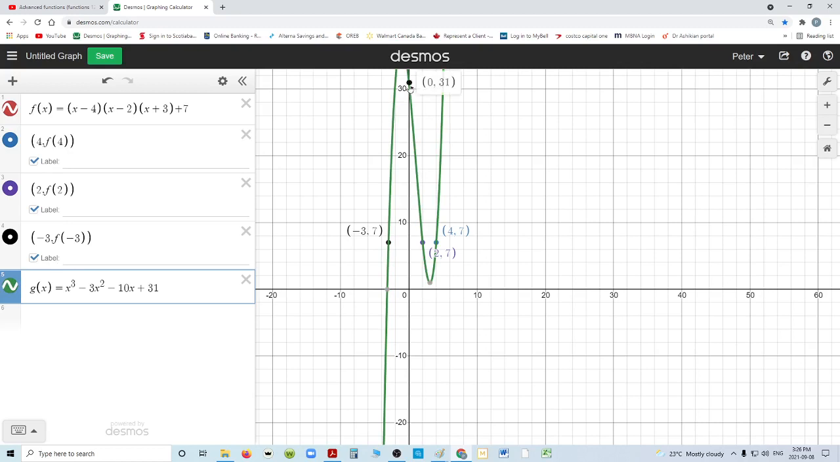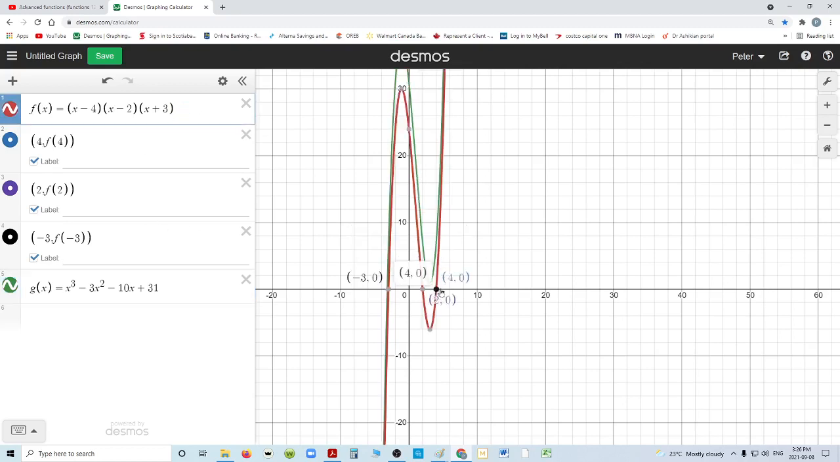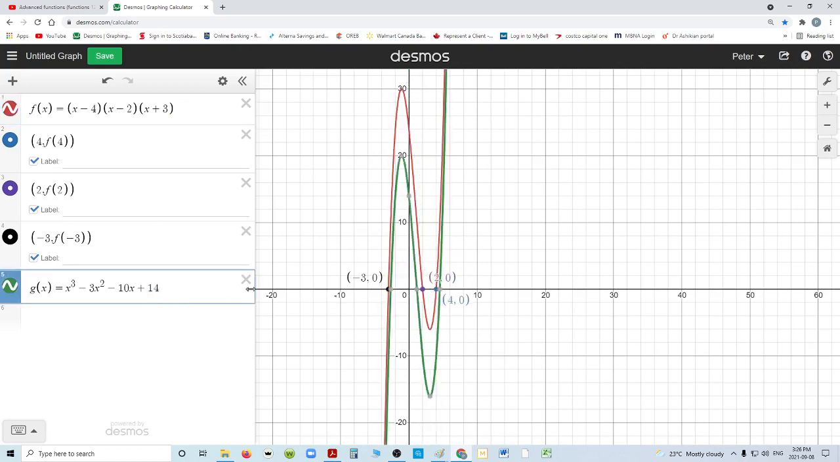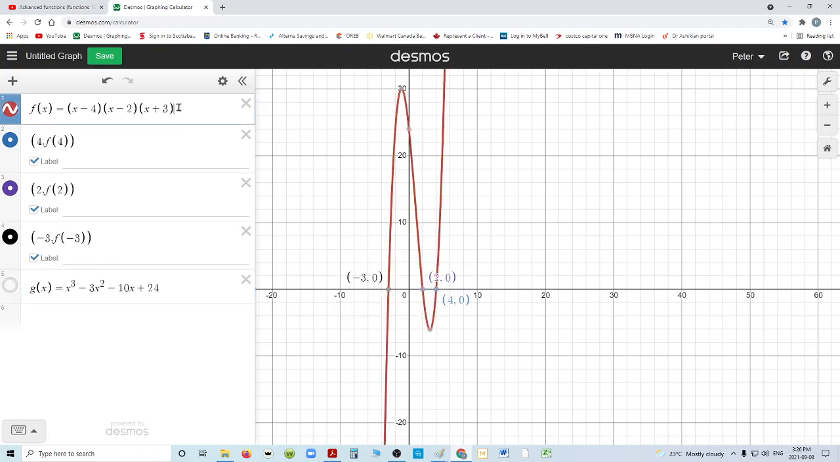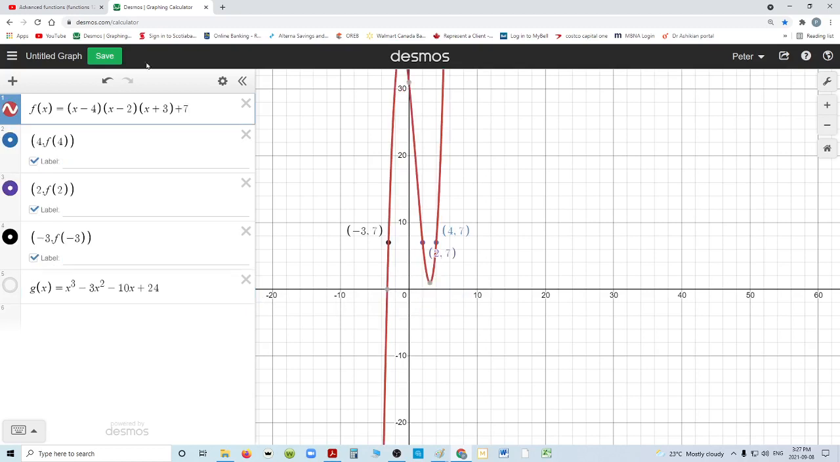So I could indeed figure out the y-intercept. I could indeed figure out these 3 points. If the remainder had been 0, notice what happens. They become, and I'll get rid of this, instead of 7, it would be 14 or 24. Notice if the plus 7's not there, those 3 points are x-intercepts. When the plus 7 is there, those 3 points were the former x-intercepts with a 7 as the y value.